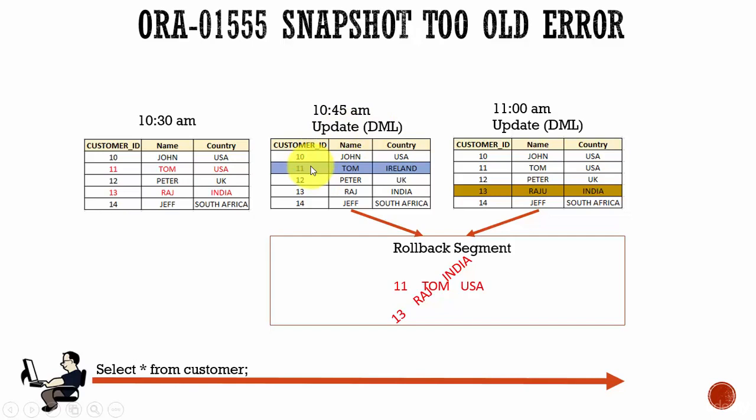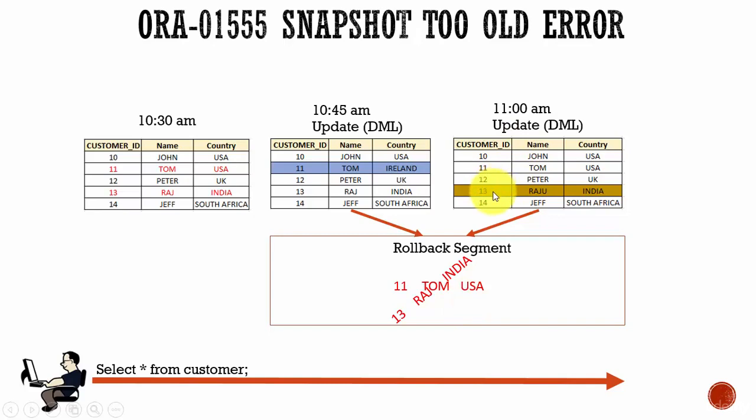So the customer ID 11 was updated and Oracle database recorded the pre-modified data in rollback segment. And again, at 11 a.m., customer ID 13 was modified and again, it stored that pre-modified data in the rollback segment. Okay, so what happened here?